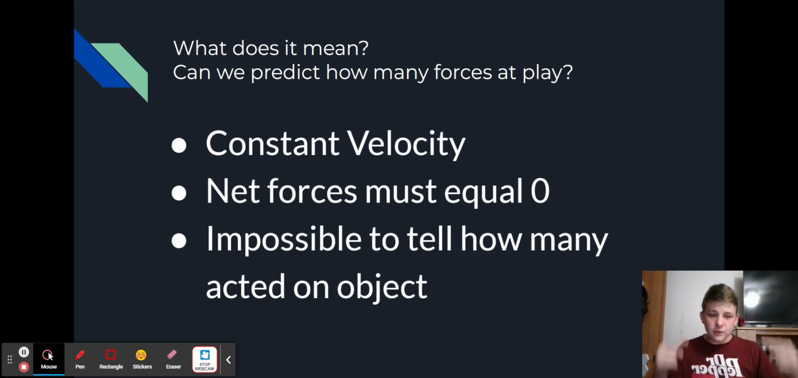We don't know if it was two forces coming at each other that made it equal zero, or maybe one from the top and one from the bottom that led it to equal zero. Because our net force just shows us the change in velocity. Newton's second law states that that's what the net force equals: F net equals the change in momentum over change in time. But if there's no change in momentum, then our net force equals zero.